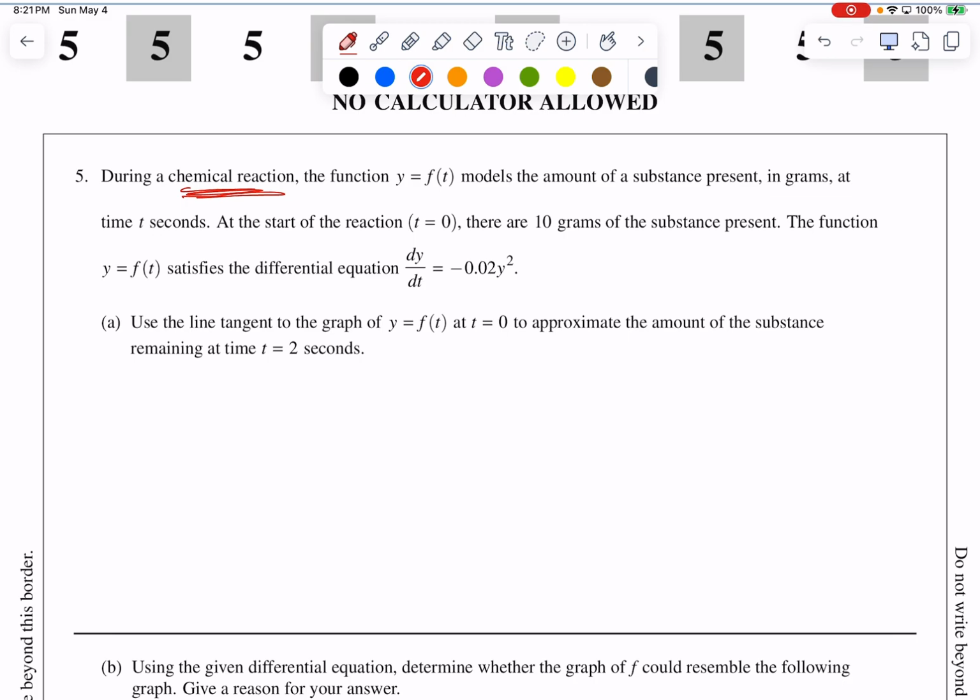All right, during a chemical reaction, the function y equals f of t models the amount of a substance present in grams.